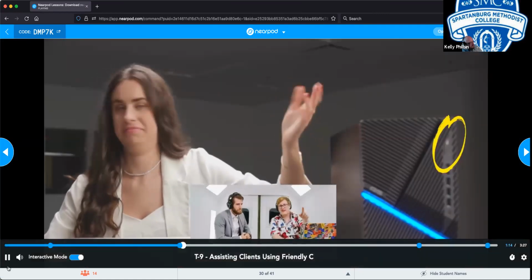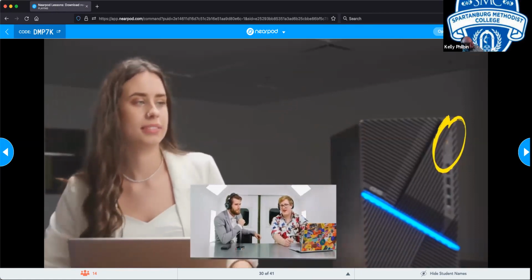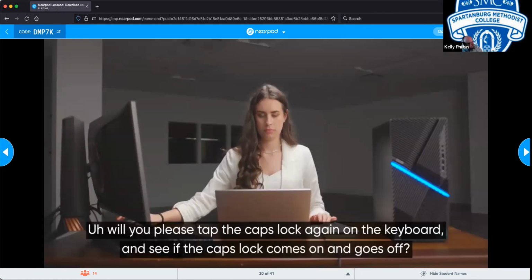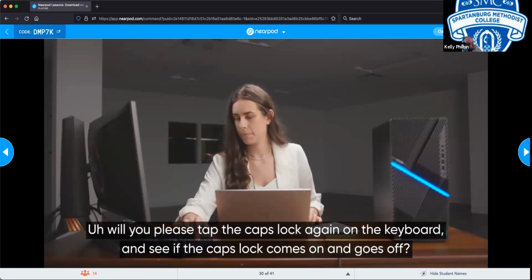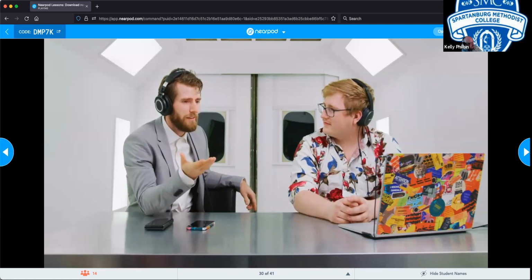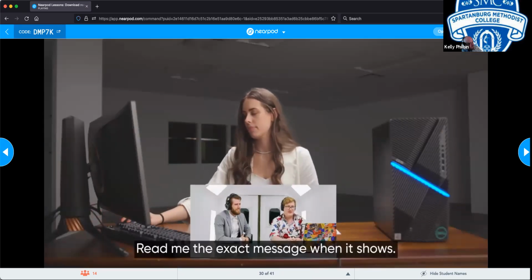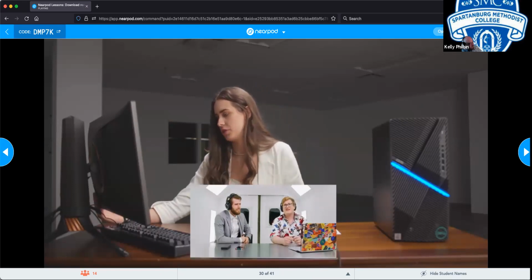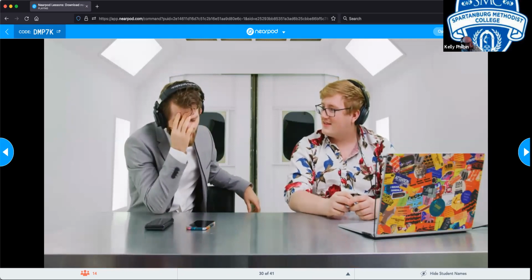So you can see on this Dell, it actually uses an LED indicator for the BIOS error code. Will you please tap the caps lock again on the keyboard and see if the caps lock comes on and goes off? But I mean, he just had her reset it to diagnostic mode. Why didn't he just have her look at the indicator light? I don't know. Give me the exact message what it shows. Yeah. So he's asking still on the monitors. 60 minutes in. How are we still on the monitor?